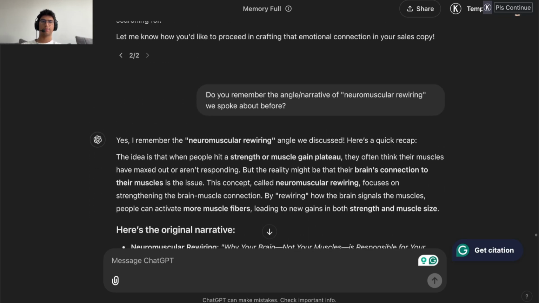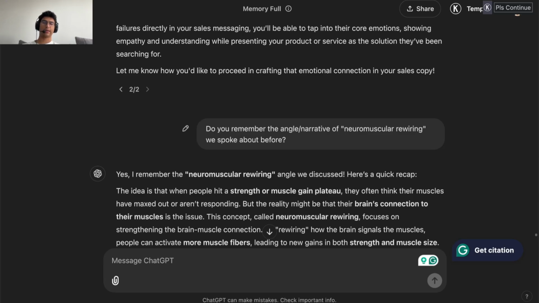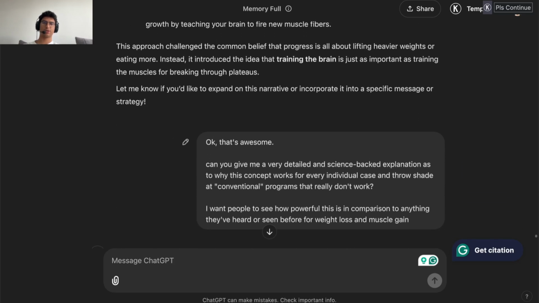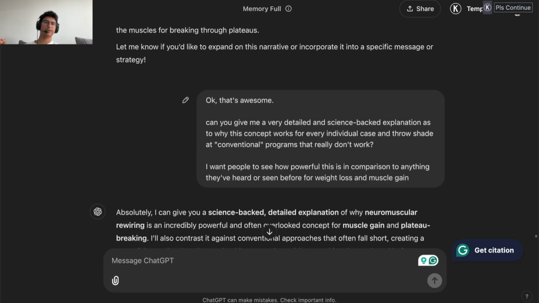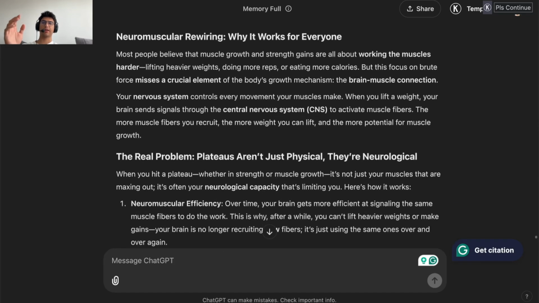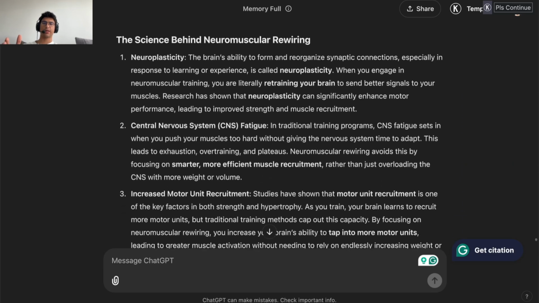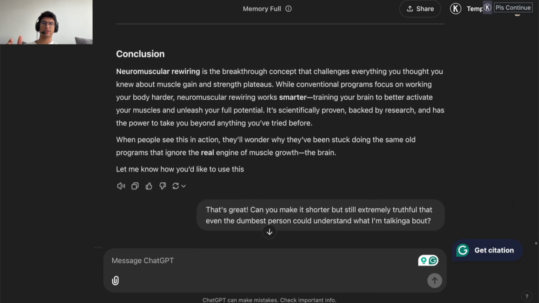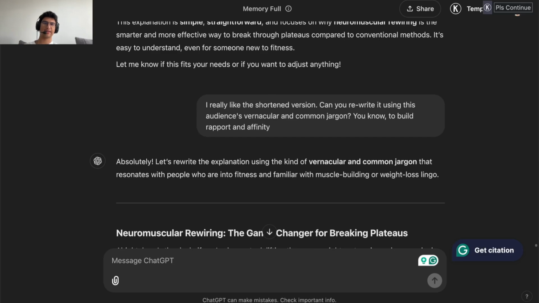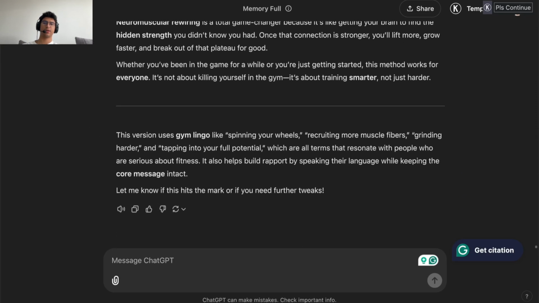And so now I'm asking, do you remember this angle? Yes, I remember. Here's the original narrative. So, okay, that's awesome. Can you give me a very detailed and science-backed explanation as to why this concept works for every individual case and throw shade at conventional programs that really don't work? And it's going to give me exactly that. Boom. Now I ask it, can you make this easier to understand for the dumbest person? And it did that. Can you rewrite it using this audience's vernacular and common jargon, to build rapport and affinity? And it does that. And that's basically it, guys.